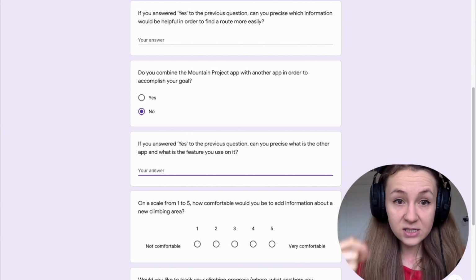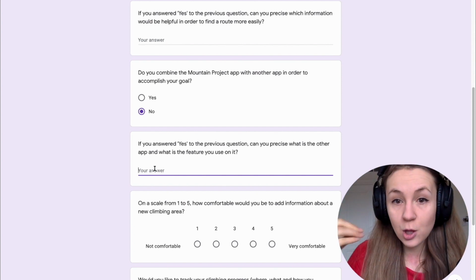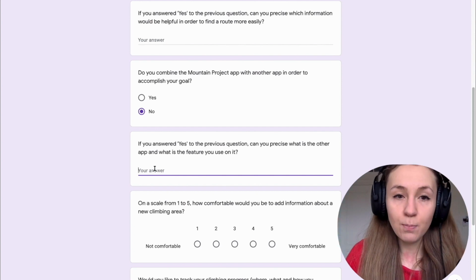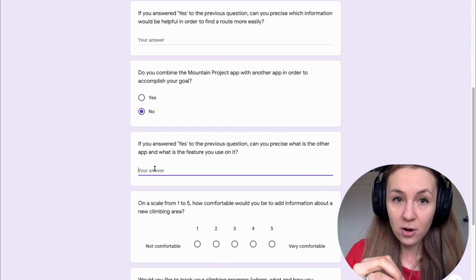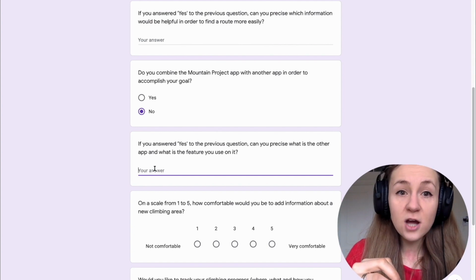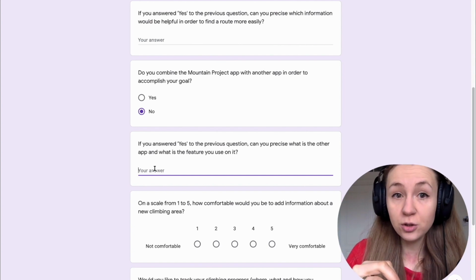So what if you just rephrase those two questions and create one question out of those two? And instead of asking, if you answered yes, can you specify what other apps you're using? Again, put people into the context. Try to ask, okay, remember a case when you needed something and you couldn't find it on the Mountain Project app. What was that one thing? And what app did you actually use? What solution did you actually use in order to accomplish your goal?